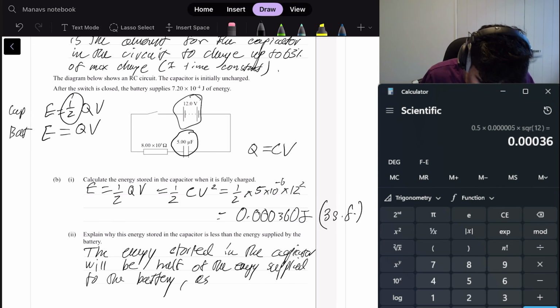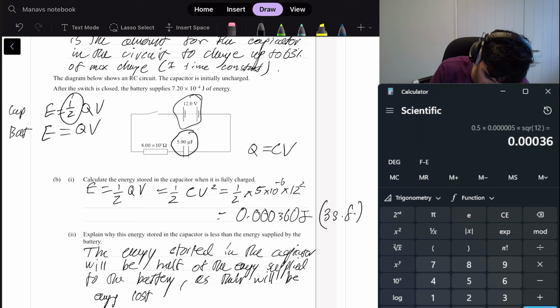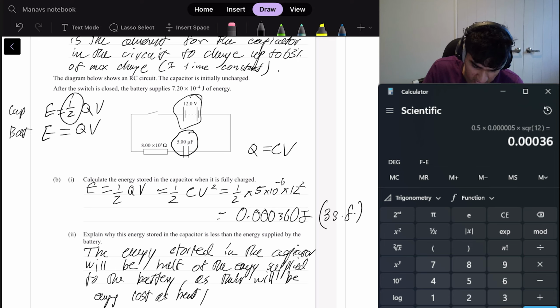I don't really know this answer, so I'm just going to say the energy stored in the capacitor will be half the energy supplied by the battery, as there will be energy lost as heat. E equals half QV.